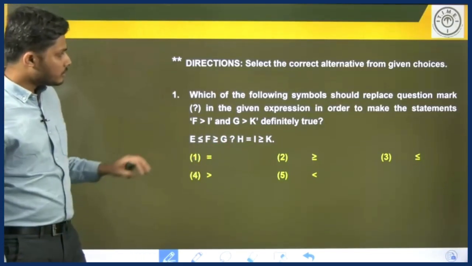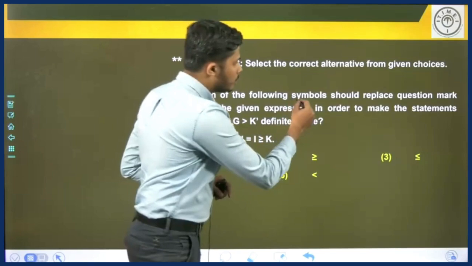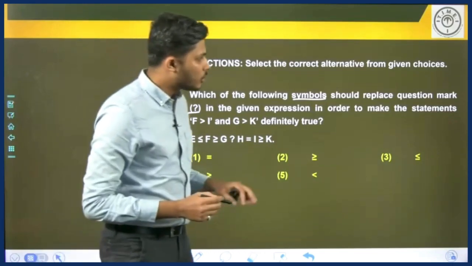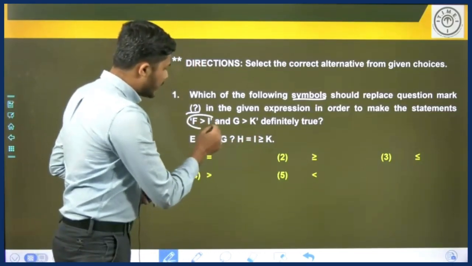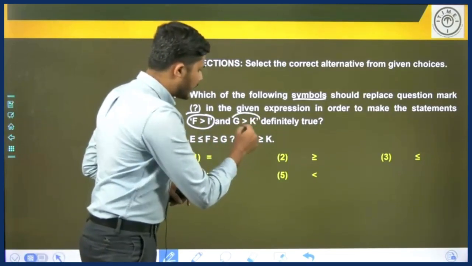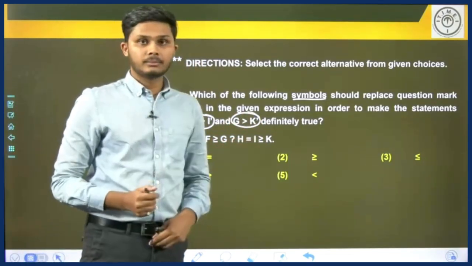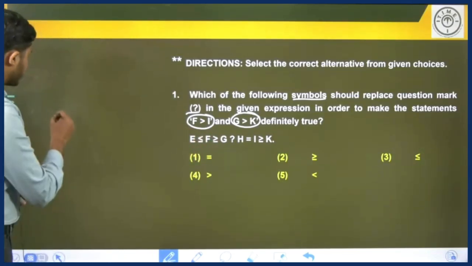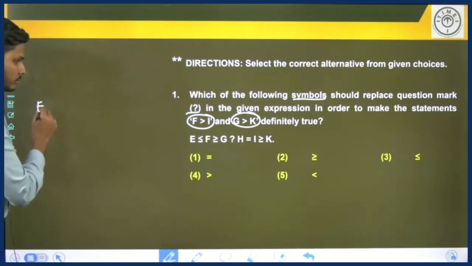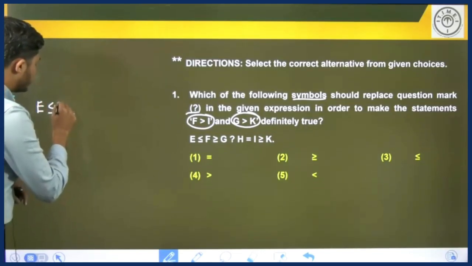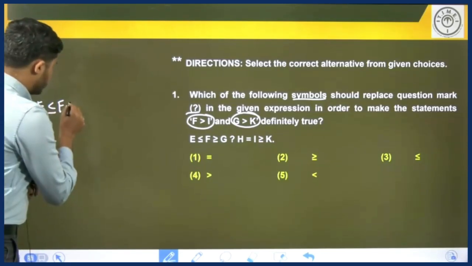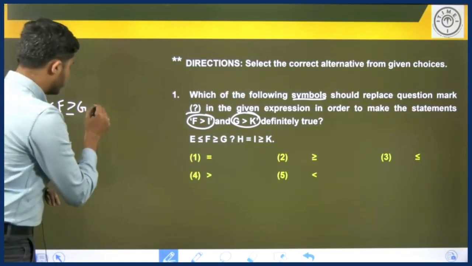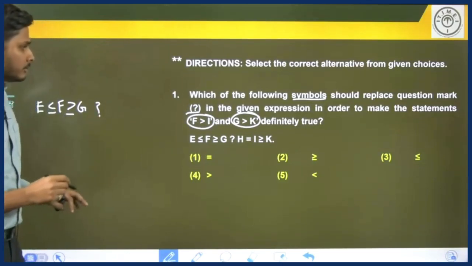The first question: which of the following symbols should replace the question mark in the given expression in order to make the statements f greater than i and g greater than k definitely true. So let's read the given statement, which is e less than or equal to f, f greater than or equal to g. We don't know the relation between g and h, question mark, h.